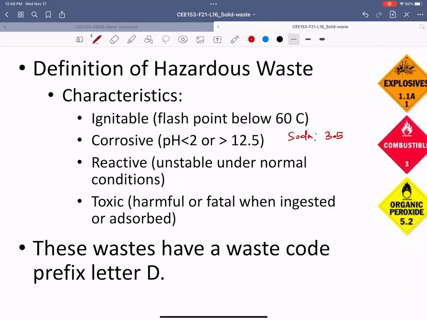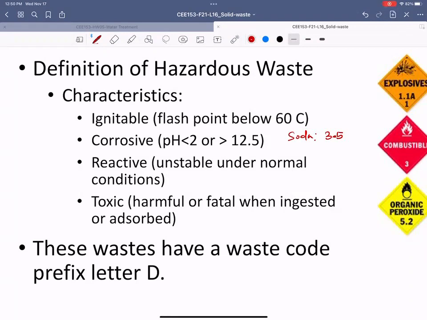The third one is reactive. That means if it's unstable and it can explode, that makes it hazardous. For instance, all gunpowder is hazardous because it's reactive. If you put pure sodium in water, it explodes. That's why it's hazardous. That's reactive. The fourth one is toxic. It's very toxic. So that means if you inhale or are exposed to it, it causes high reactions. So these are the four things.